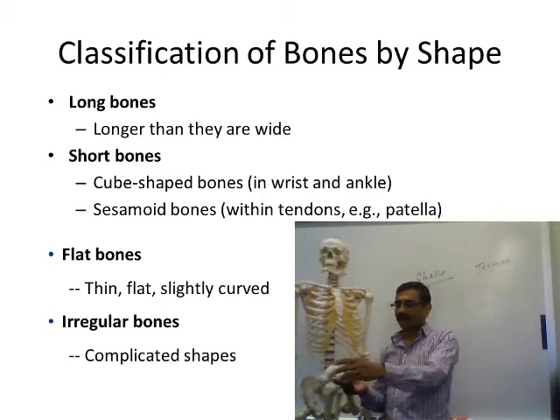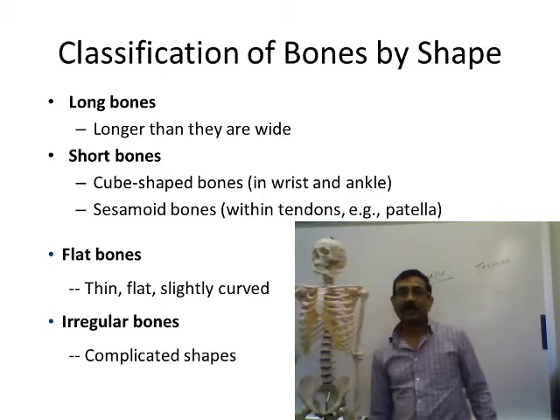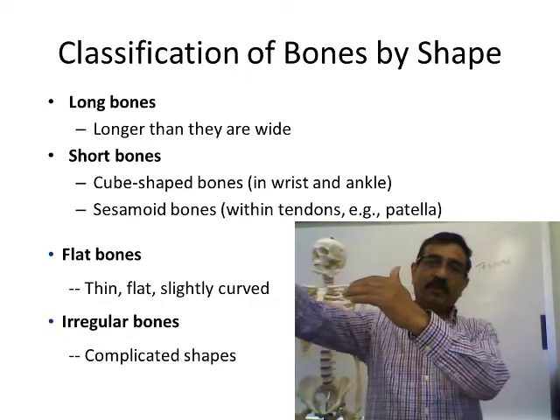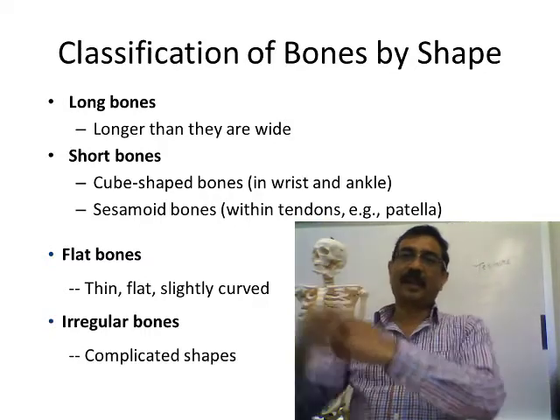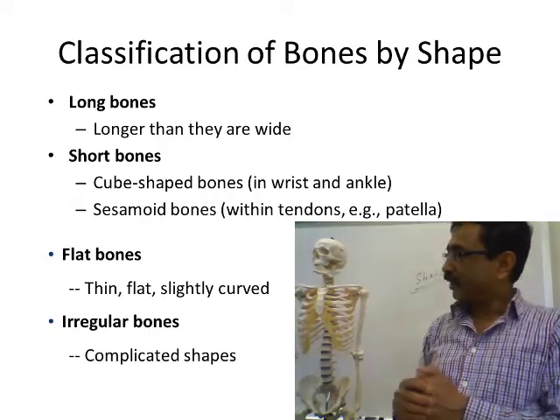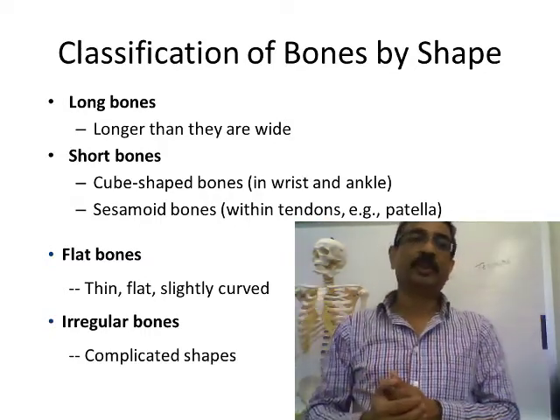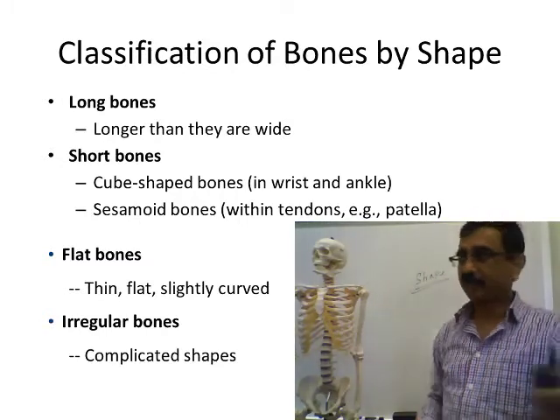In some books they have divided the bones into 5 types. Sesamoid is another type, but in your textbook, sesamoid belongs to the short bones. So that's fine.